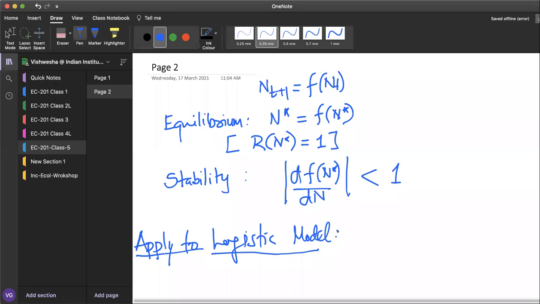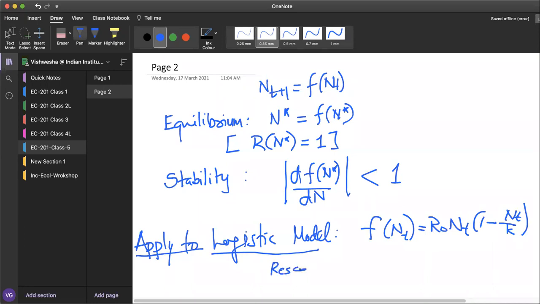For the discrete time logistic model, we have f of n is given by r0 times n_t times 1 minus n_t over k. Sorry, I messed up this. We can do a rescaling. And again, all of you will now remember what the rescaled equation looks like. And in the rescaled equation, we can write f of x_t is equal to R0 x_t (1 minus x_t). Okay.